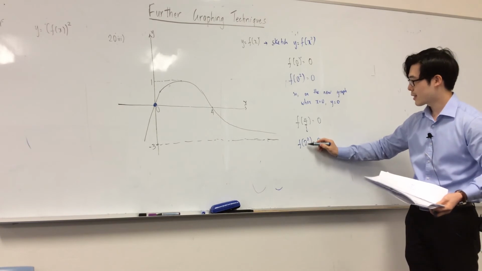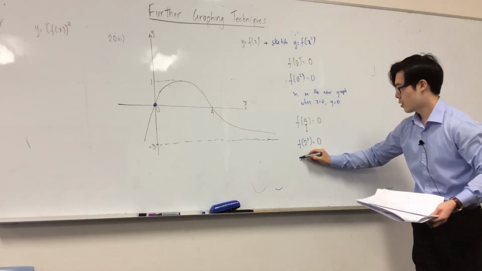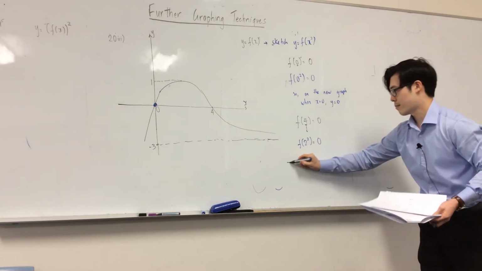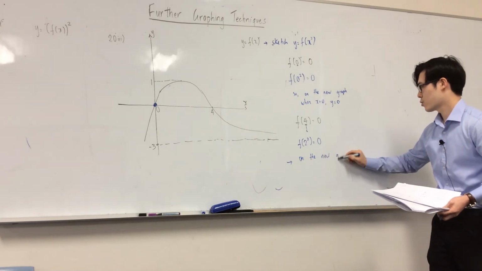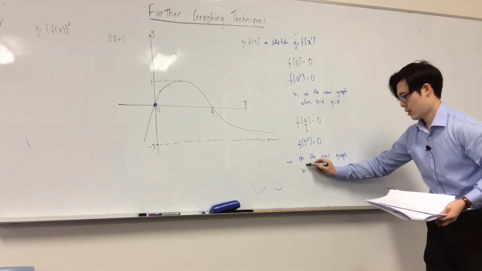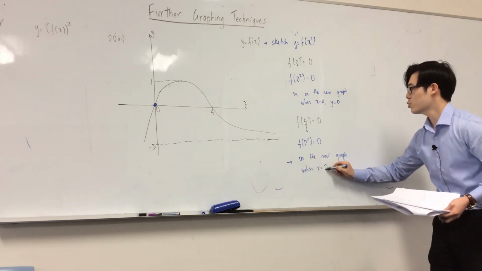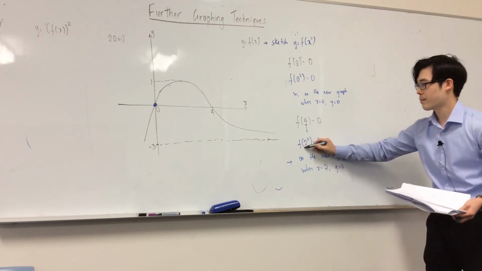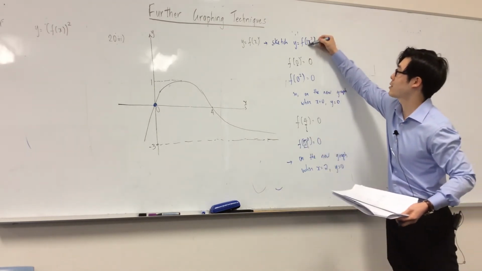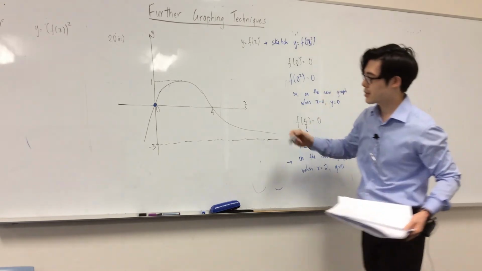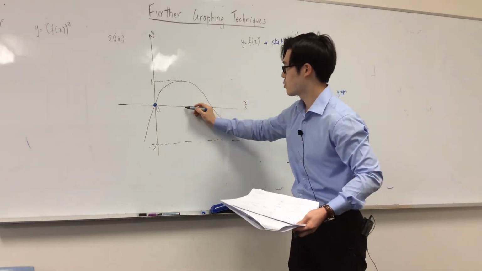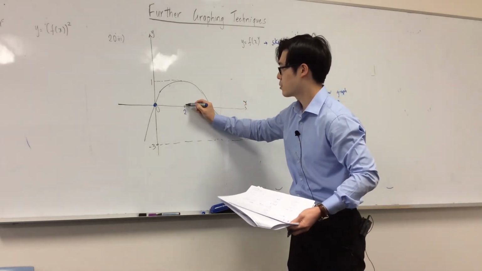Why do I want to write it like that? Because it means on the new graph, when x equals 2, y equals 0. Yeah, because you're only taking that part, because that's what they want you to sketch, x squared. So that's a technique. So when x equals 2, let's just say it's here, y equals 0.